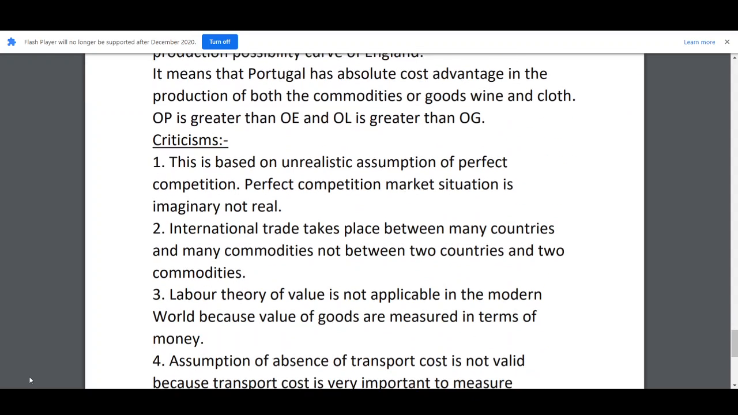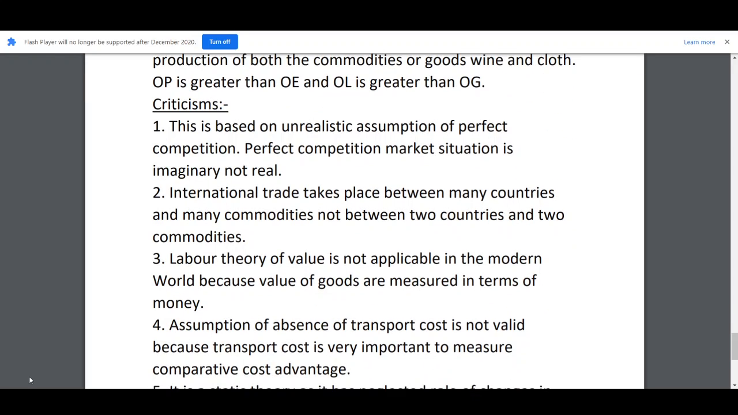Now we are coming to the criticisms. See, in each and every theory there will be assumptions and criticisms are also there. Economists always criticize. Understand? So we have to consider that also while studying the comparative cost theory. First criticism we are going to study: we already studied the assumptions, isn't it? So we are going to criticize those assumptions, whether they are applicable in the modern world or not.